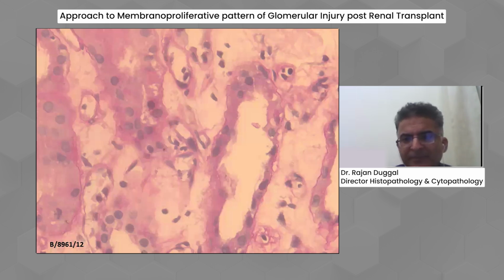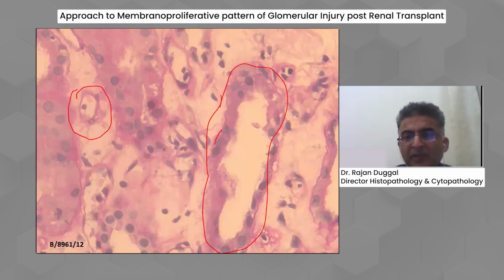Now look at the PTCs. Now just compare. This is a proximal tubule, and look at the thickness of the tubular basement membrane. And this is the peritubular capillary. So the peritubular capillary thickness is more than the thickness of the tubular basement membrane. Also, you can find one lymphocyte here.